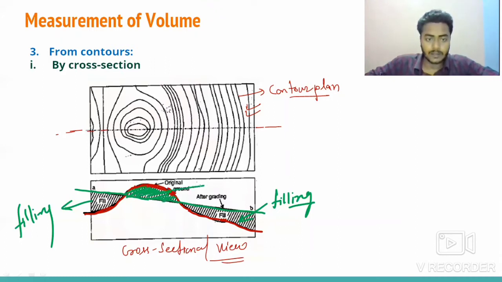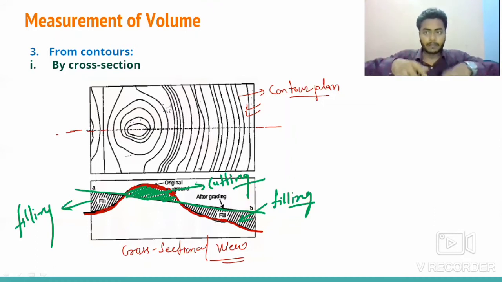We have to cut. So this is cutting. Okay, so this we can cut it. So according to this, by drawing a cross-sectional view, we can calculate the area. We can calculate the area by planimeter. So there is an instrument. So by keeping it on a map, you can get the area.